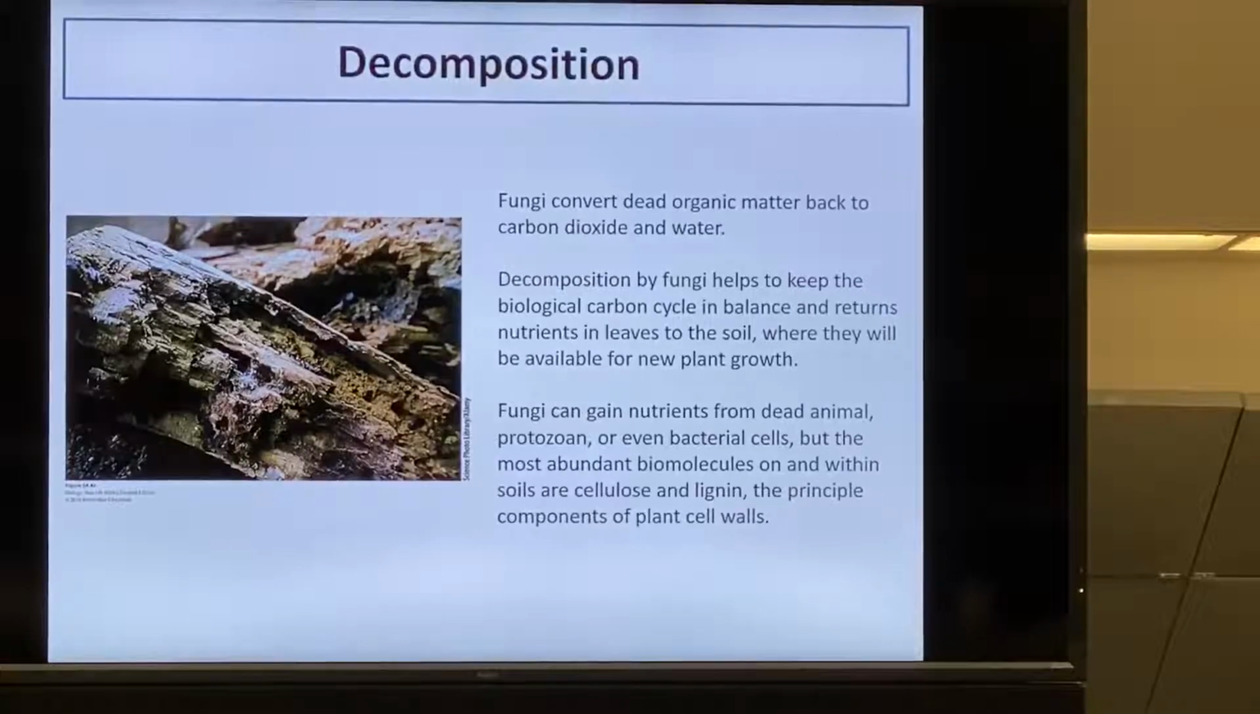Okay, so let's talk about decomposition. We've already mentioned that fungi are responsible for decomposition. They convert dead organic matter back to CO2 and water. Remember, I mentioned at the beginning that they're very important to cycling carbon. So let's see. They can gain nutrients from the environment. That means dead animals, protozoan or bacterial cells, but the most abundant molecules on and within the soils are going to be cellulose and lignin.